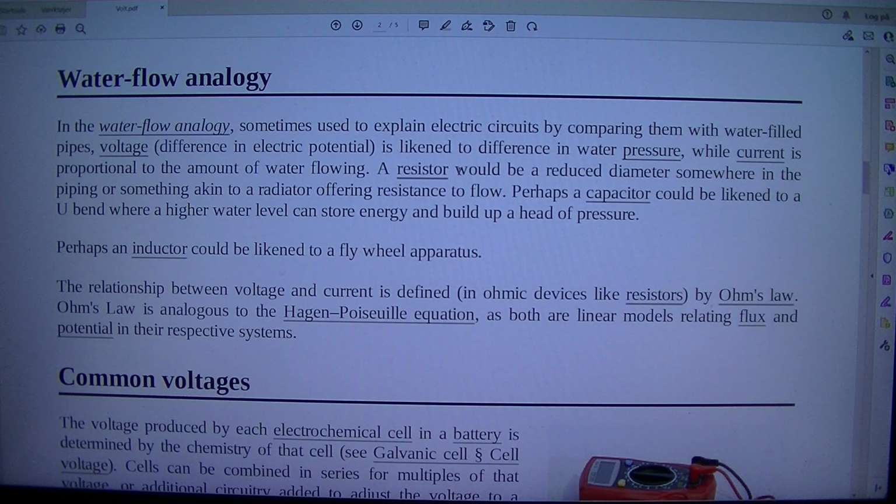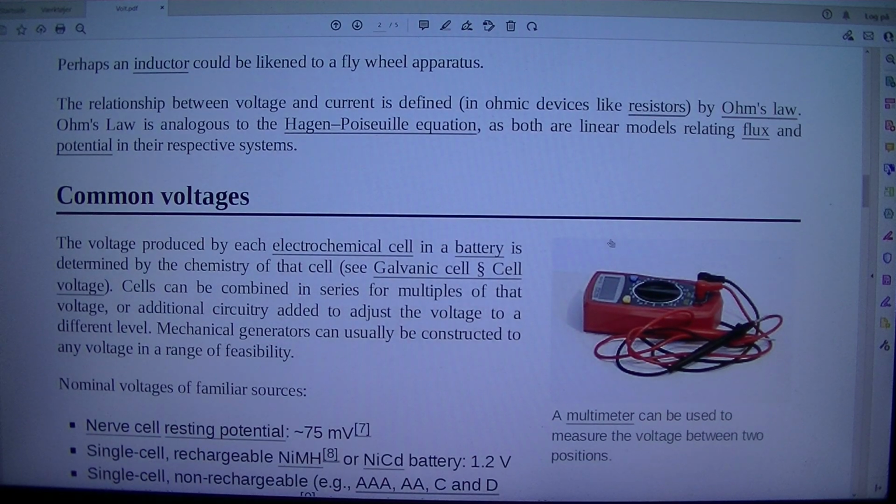Potential is likened to difference in water pressure, while current is proportional to the amount of water flowing. A resistor would be a reduced diameter somewhere in the piping, or something akin to a radiator offering resistance to flow. Perhaps a capacitor could be likened to a bend where a higher water level can store energy and build up ahead of pressure. Perhaps an inductor could be likened to a flywheel apparatus.